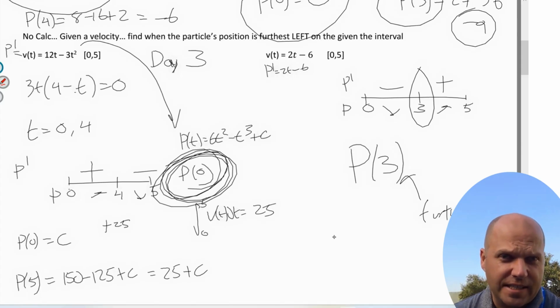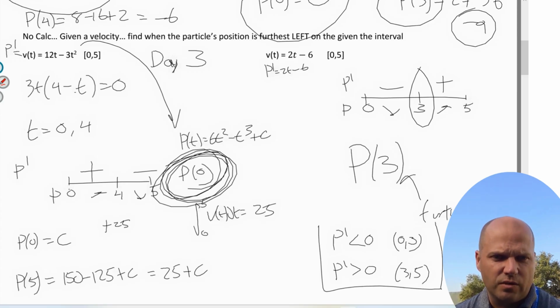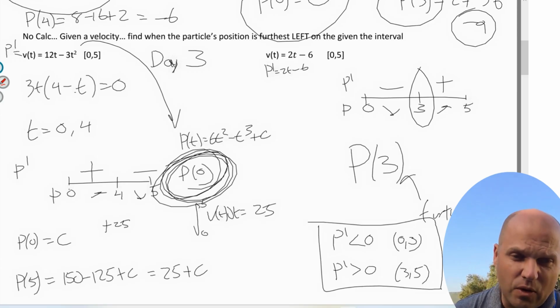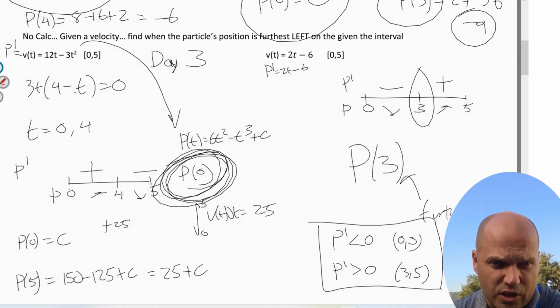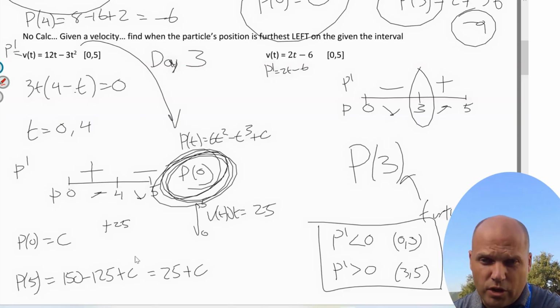But you'd have to say that P prime is negative from 0 to 3, and then P prime is positive from 3 to 5. As your justification, you have to be like, yeah, that's my only candidate. This covers all my intervals. Boom, I'm good.